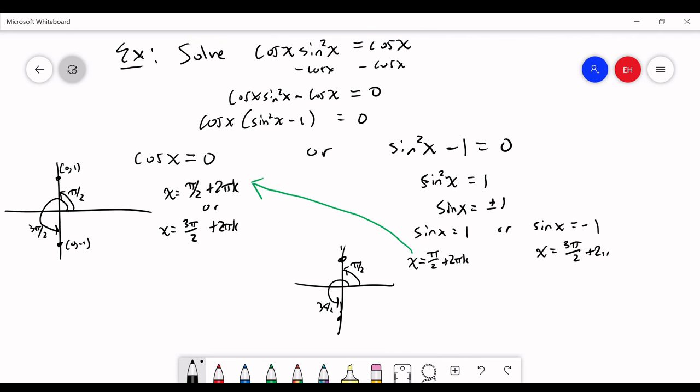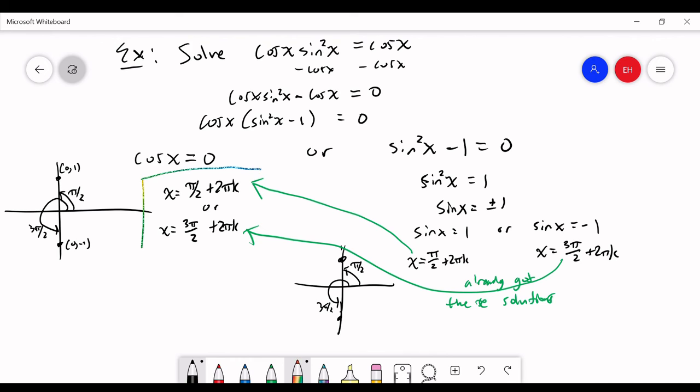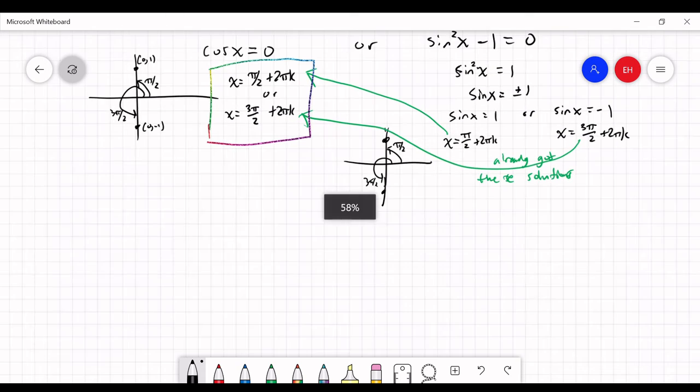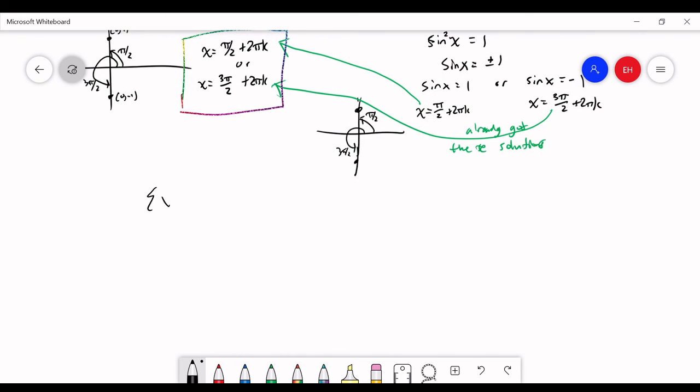And we also know where sine x is equal to negative 1. It's down there at 3 pi over 2. But we already got that set of answers as well. So there's no additional solutions that we get from the other part of the equation. So the final answer is just pi over 2 plus 2 pi k and 3 pi over 2 plus 2 pi k.